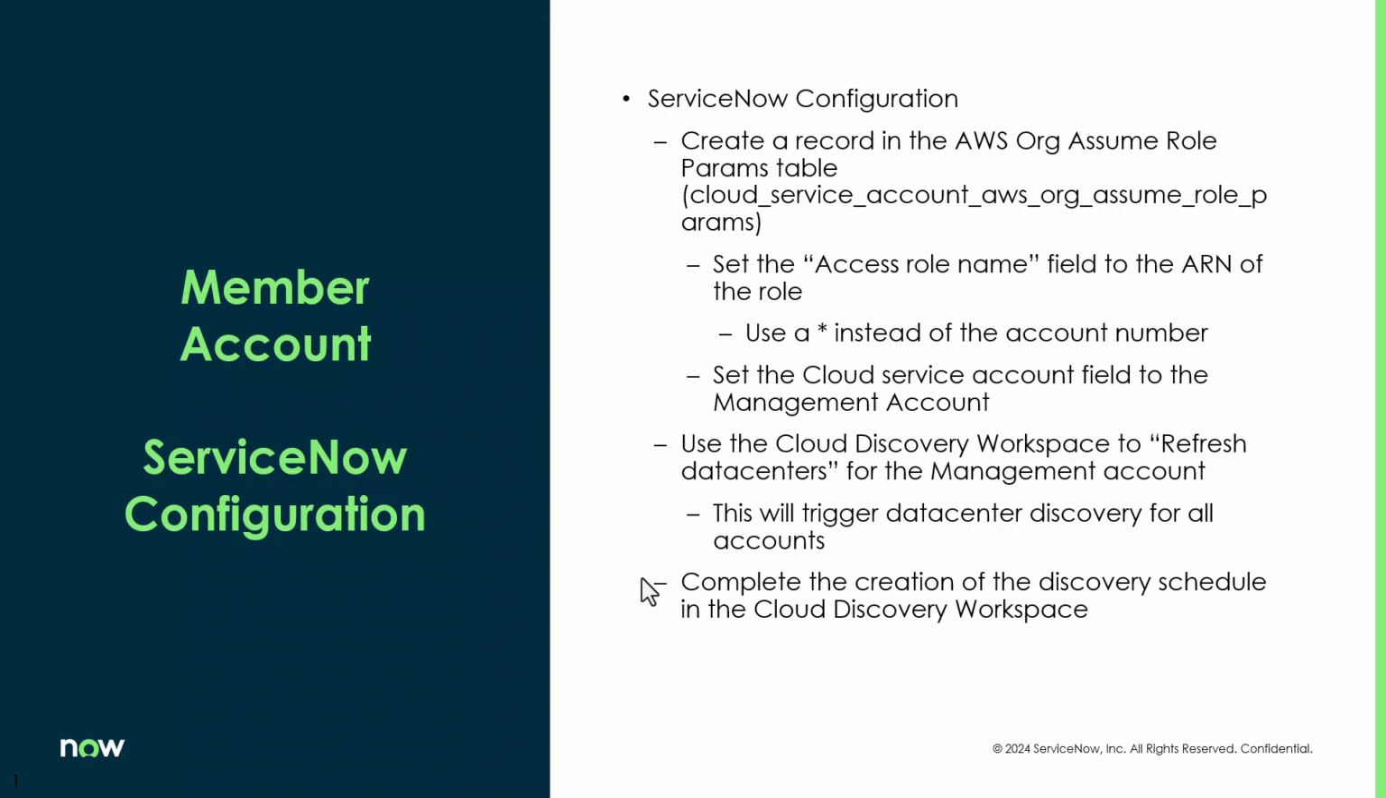So once that's set up, we'll then go back to the Cloud Discovery workspace. We'll do that refresh data centers again for the management account. This will actually trigger the data center discovery on all the accounts within the organization. In part two, we saw that two data center discovery patterns were successful. It was the management account and the accessor account, because at that point, those are the only two accounts that have been set up. So today when we do it, we would expect all four to come back, because the entire organization is now set up properly.